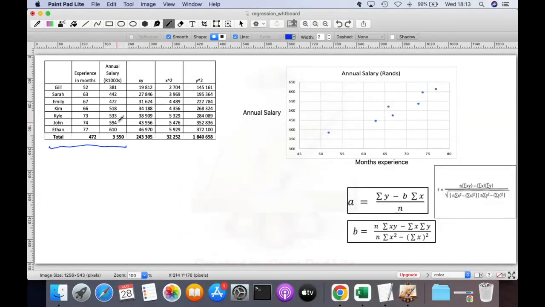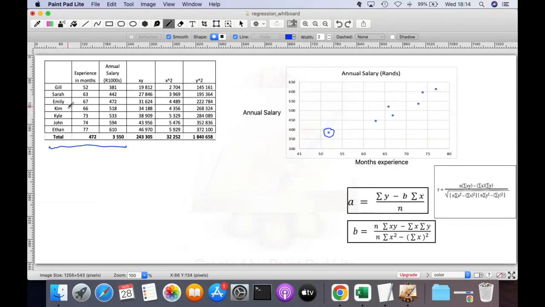What you'll notice, just by looking at the numbers in this table, is that as their months of experience increases, the higher the salary tends to be. So we could plot that. This first point that I'm circling here in blue is Jill. That's Jill's months of experience on the x-axis, 52, and on the y-axis, 381,000 per annum, and we do that for all of them, Jill all the way to Ethan.